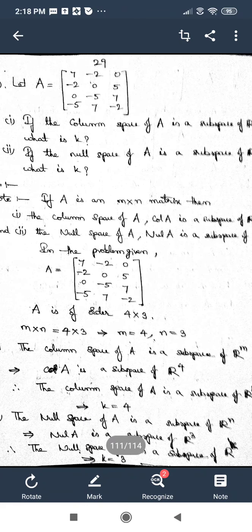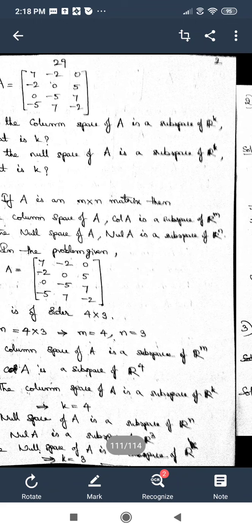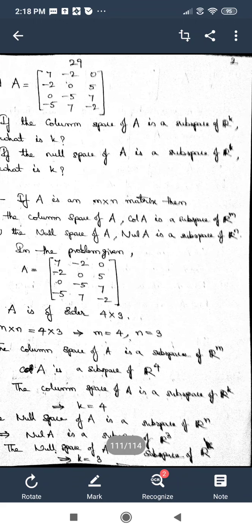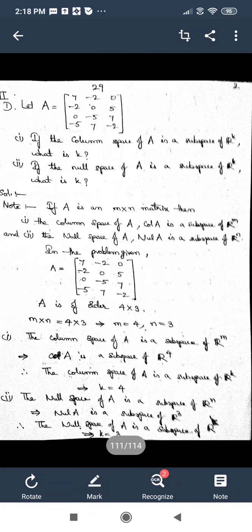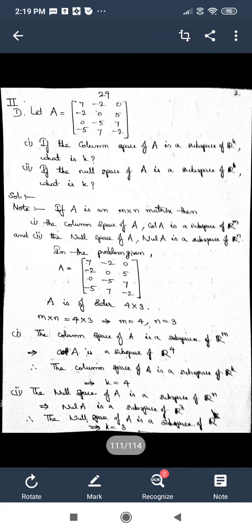First bit is, if the column space of capital A is a subspace of Rk, then what is K? What is the value of K? They are asking to find. Now the second bit is, if the null space of A is a subspace of Rk, what is K? So in both the cases we have to find the value of K, but in the first bit it is the column space of A, and in the second bit it is null space of A. So let us move to the solution now.